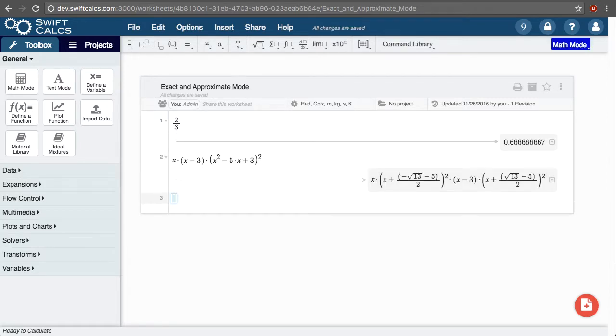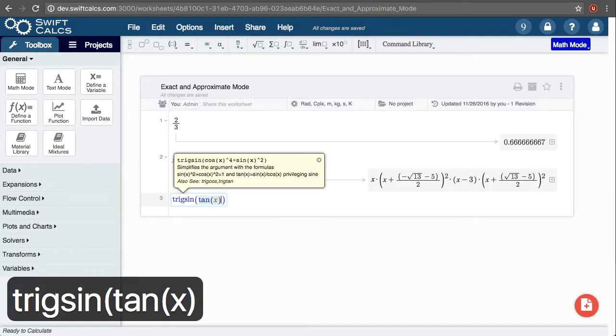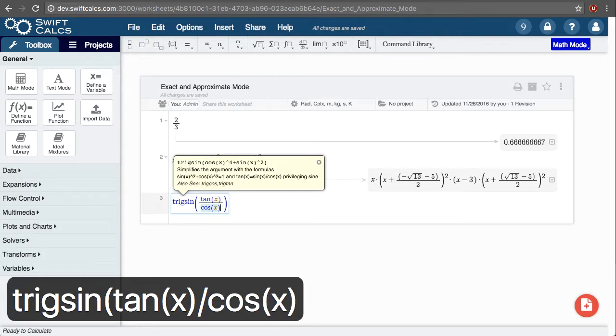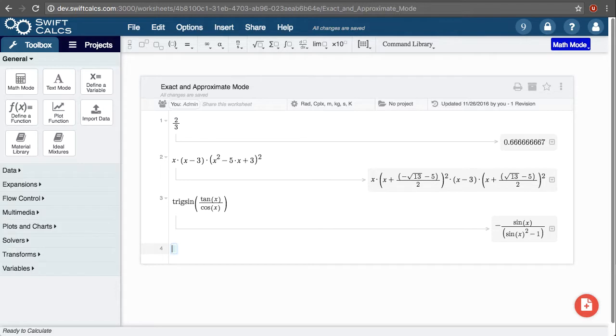Swift Calcs in symbolic mode can also do trigonometric expansions. We will use a built-in function called trigsine to ask for tan x over cosine x only in sines. The result that is returned is an expression that is identical to tan x over cosine x, but only with sine x in the expression.